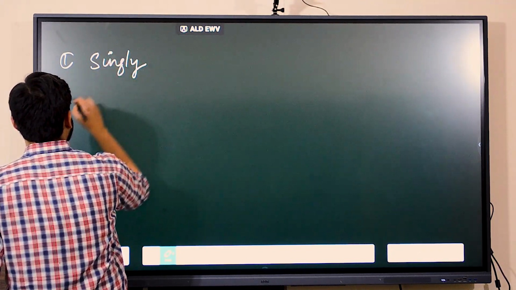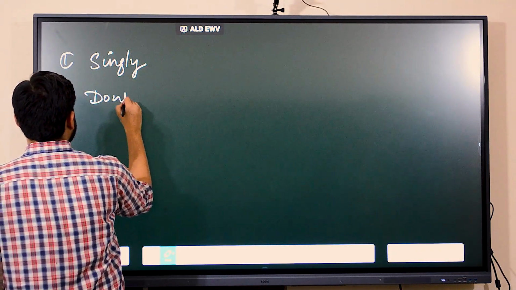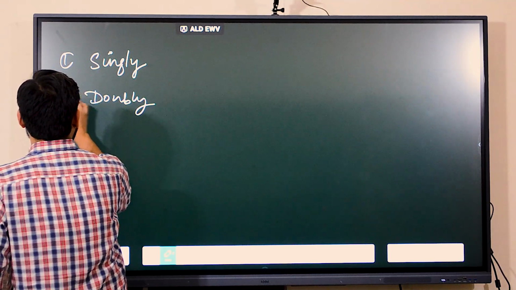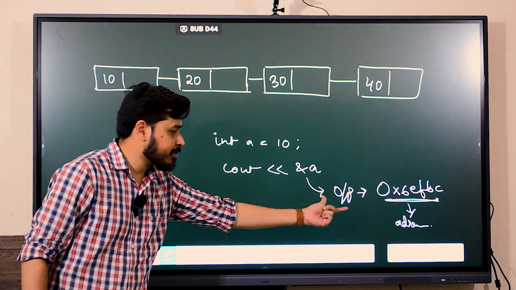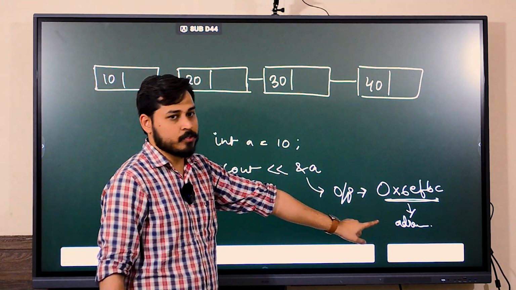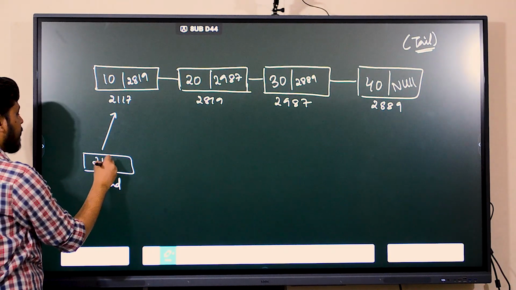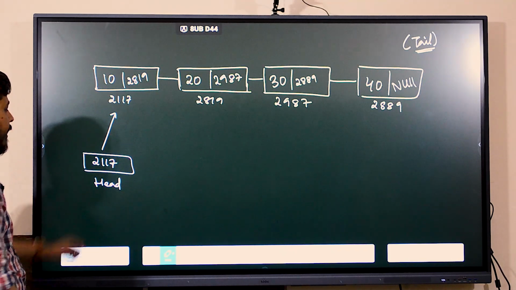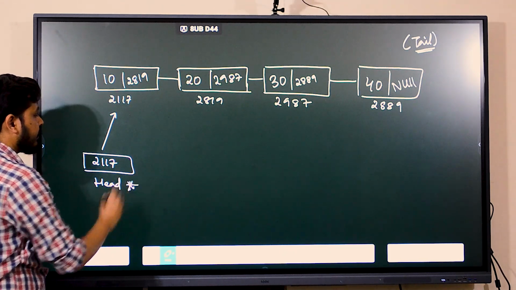Singly linked list, then we have doubly linked list. Okay, it has some address, that is your address. Every node will have its own address like this in this case. So 2117 will be stored by the head pointer. The head is a pointer here.